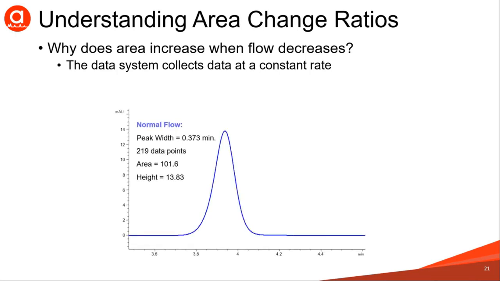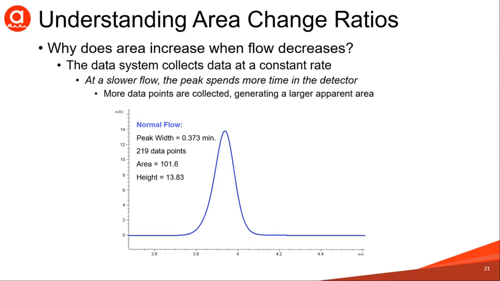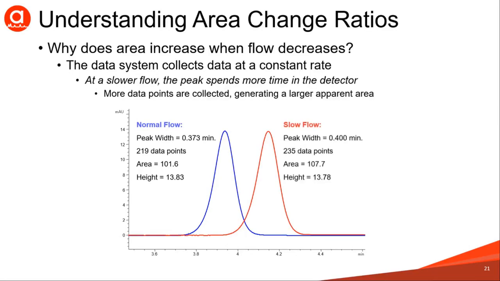So we do know that with a normal flow, we might get a certain peak width across the start to finish. There might be a certain number of data points that generates area and height values. If we slow the flow down, the peak spends more time going through the detector because the flow rate is less. The detector really has no way of measuring this. So more data points are collected and it generates a larger apparent peak area. So in this case, our peak width increases, our number of data points increases, and the area also increases. You'll notice the height does not change much.